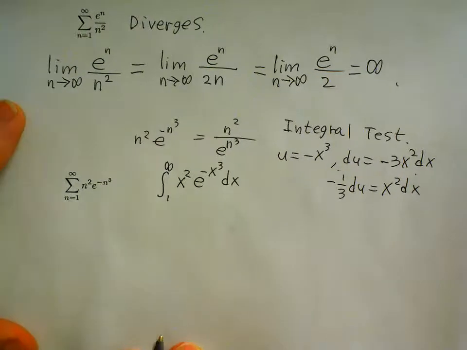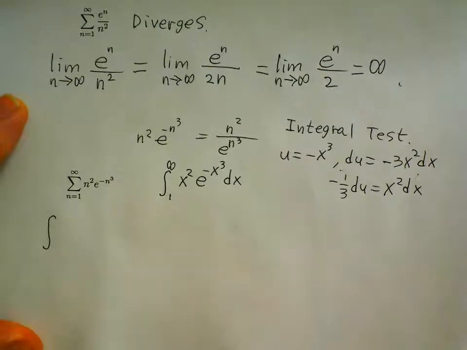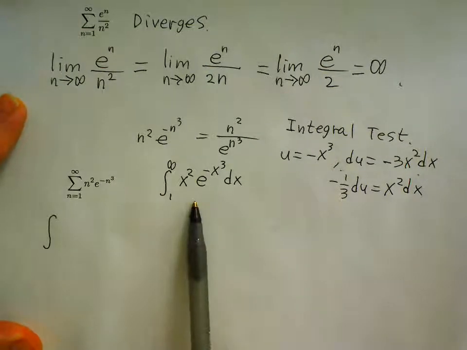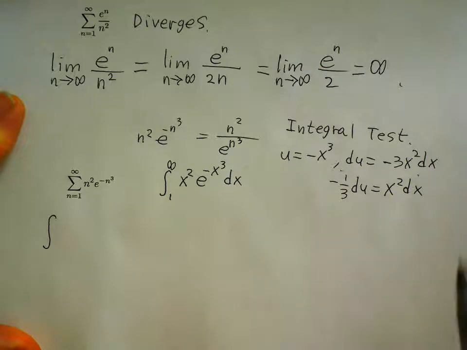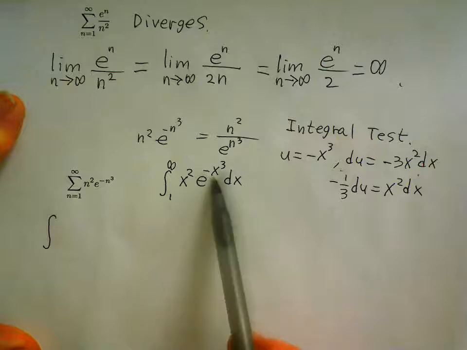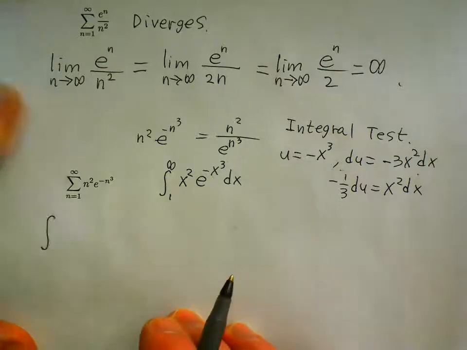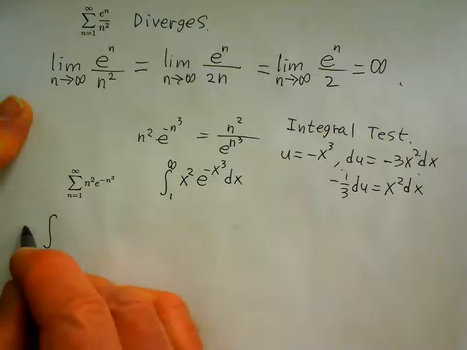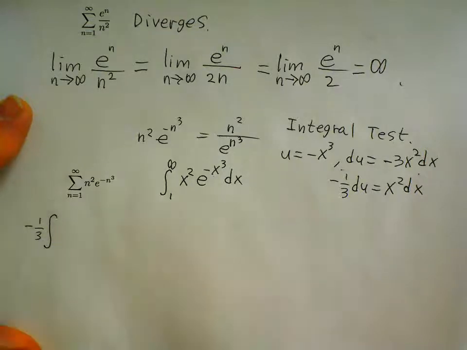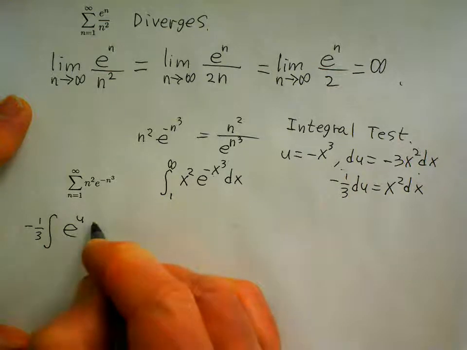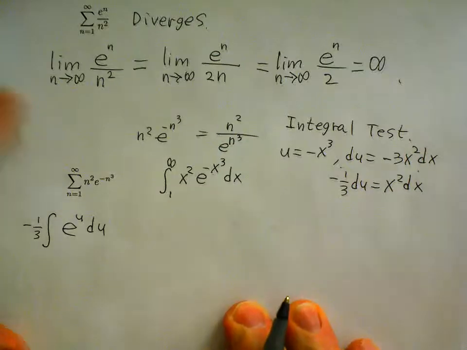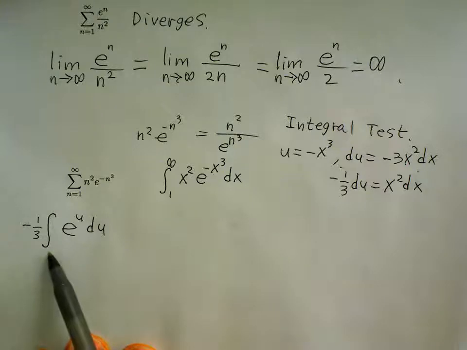All right, so we can transform this improper integral, replace x squared dx with negative 1/3 du, and replace e to the negative x to the third with e to the u. Okay, I'll put the negative 1/3 factor on the outside, and then e to the u du. And then we have to change these limits.